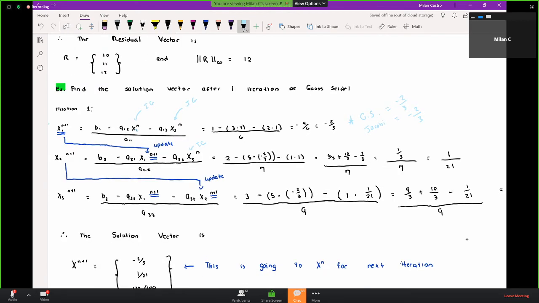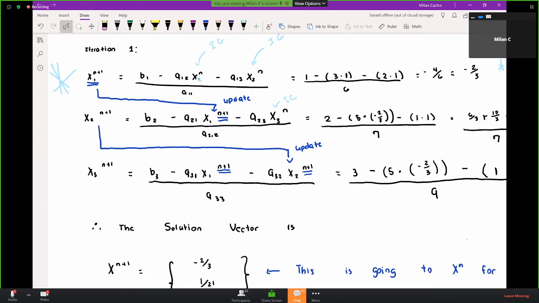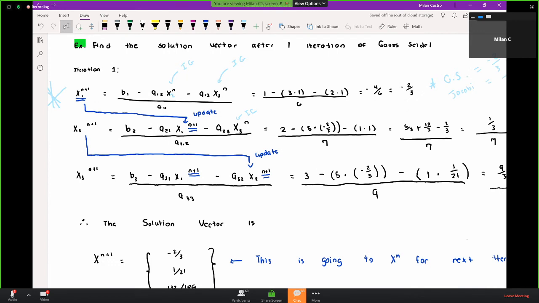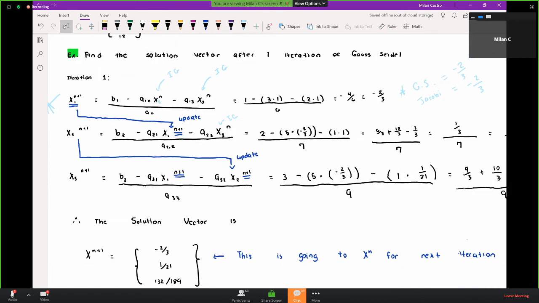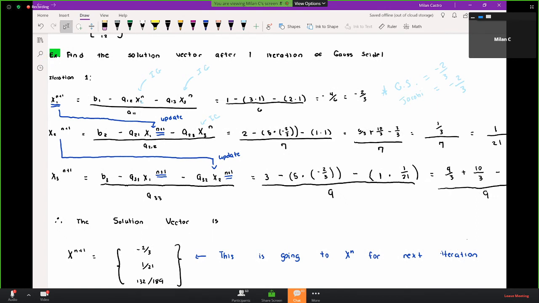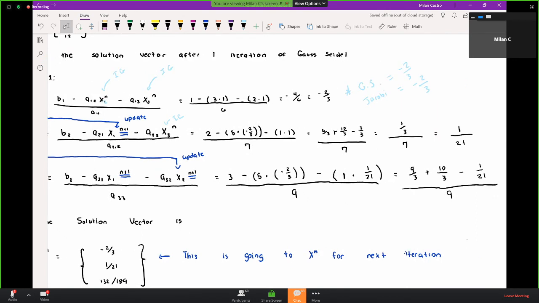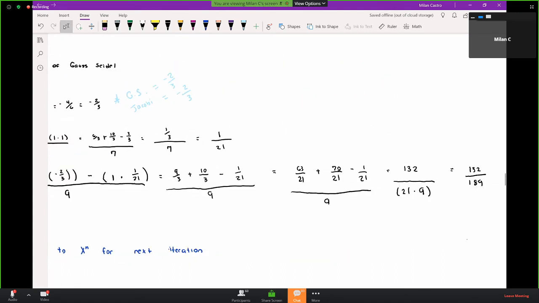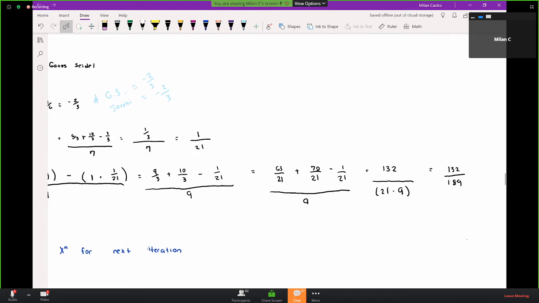So now that you have this value, you're going to update your solution to incorporate your new x2. So in order to find x3, we have b3 minus a31 times your new x1, minus a32 times your new x2, divided by a33. And we get 3 minus 5 times negative 2 over 3 minus 1 times 1 over 21, divided by 9. And when you simplify this, you end up getting 132 over 189.